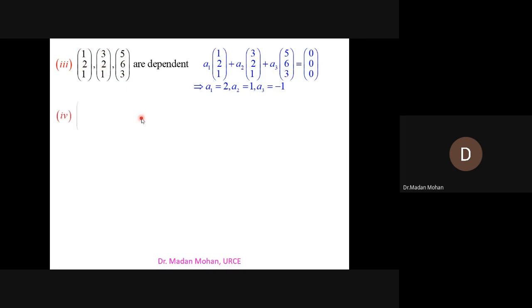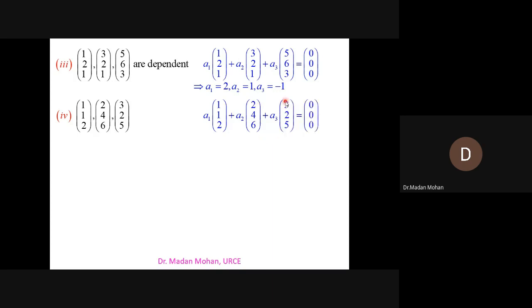Okay, one more example: (1, 1, 2), (2, 4, 6), (3, 2, 5). Please observe. Now A1 times (1, 1, 2), A2 times (2, 4, 6), A3 times (3, 2, 5) equals (0, 0, 0). Now I try to get A1, A2, A3 non-zero values. It is a further complicated problem. With my experience, I am telling you here A1 is 8, A2 is -1, A3 is -2.